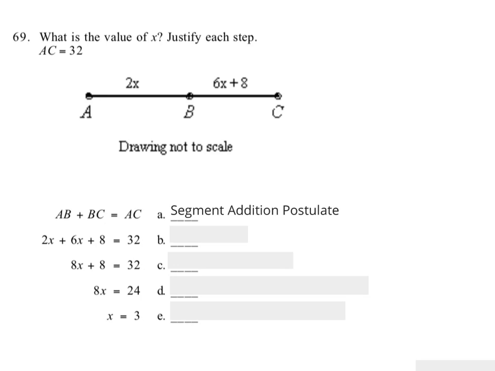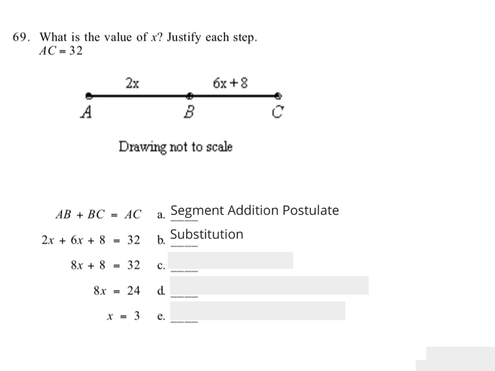Now, they tell us that the measure of AB is 2x, and we see that they've taken AB and replaced it with 2x. We know that BC is 6x plus 8, so they've taken BC and replaced it with 6x plus 8, and they told us up here that AC equals 32, so we replaced AC with 32. And so that's substitution. They substituted the value in for the segment measurements.